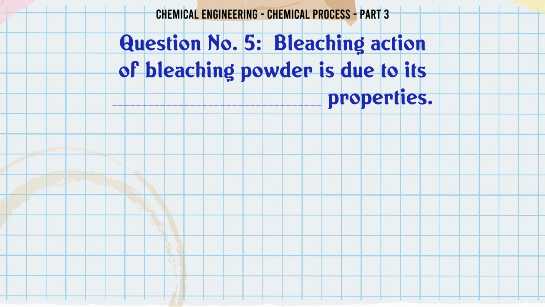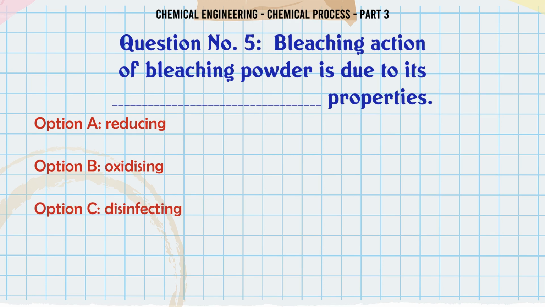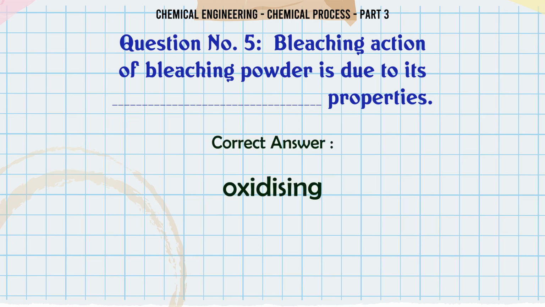Bleaching action of bleaching powder is due to its properties: A. Reducing, B. Oxidizing, C. Disinfecting, D. None of these. The correct answer is oxidizing.